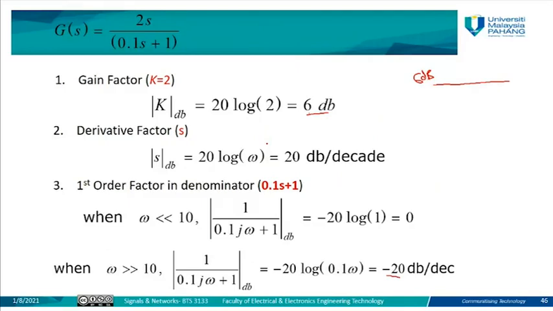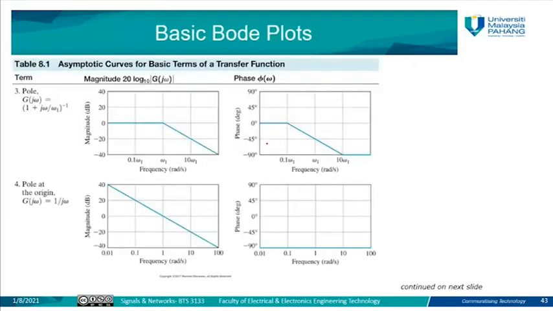Because for the first order, as you can see here, this is the case of the pole, 1 plus j omega over omega 1. At omega 1, which is this point, before omega 1 it is all equal to 0. After omega 1, it becomes negative 20 dB per decade. So it decreases from 0 to negative 20, then from negative 20 to negative 40, negative 40 to negative 60, and so on per each decade.